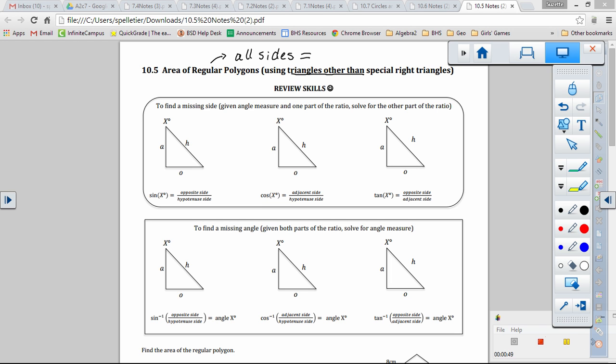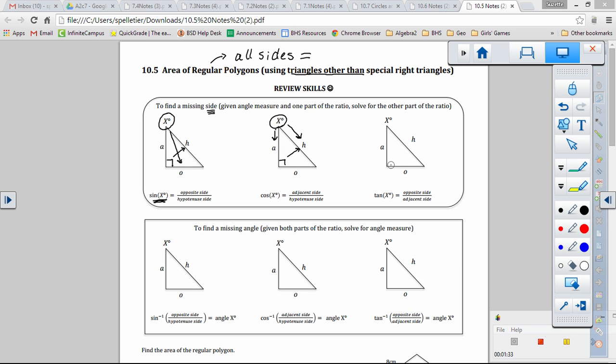So in the first box, we have the review of what it's going to take to find the missing side. The sine of x: if I'm focused on this angle, I'm going to look to the side opposite and find its length, and then look to the hypotenuse. Remember that the hypotenuse is always across from the right angle. So the sine of x is equal to opposite over hypotenuse. If I were doing the cosine, I would be using the adjacent side over the hypotenuse. And again, the hypotenuse is always across from the right angle.